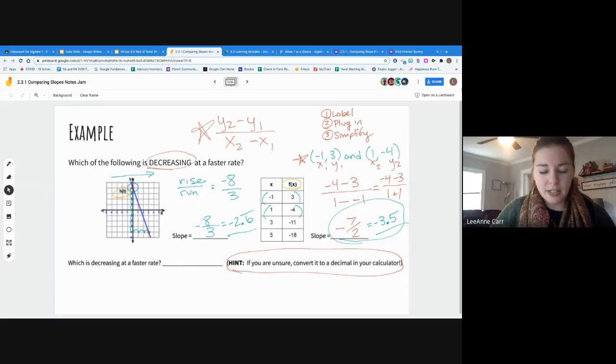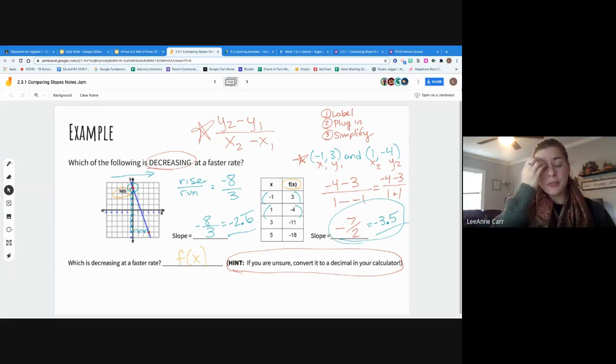So once we find our answer, you have to give me the name to earn credit. So our one that is decreasing at the fastest rate would be f of x. Unfortunately, even if you go through all this work, if you tell me the second one or the table, I can't give you credit. I need to know that you know how to use its name.